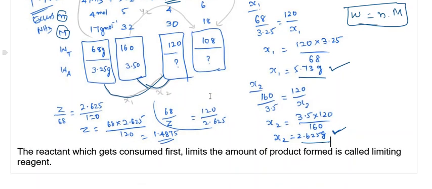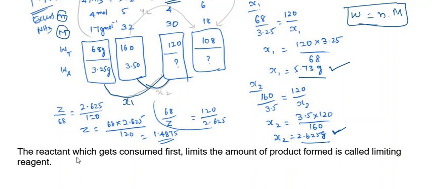Now we can proceed, and we should know what a limiting reagent is first of all. The reactant which gets consumed first and limits the amount of product formed is called the limiting reagent. So when we compare the nitrogen oxide obtained from ammonia, let us say in this route we get x1. So x1 value is 5.73 gram of nitrogen oxide. The same thing from oxygen, by dividing this, we get 2.625 grams. So it has a lower value, so oxygen is the limiting reagent in this case.